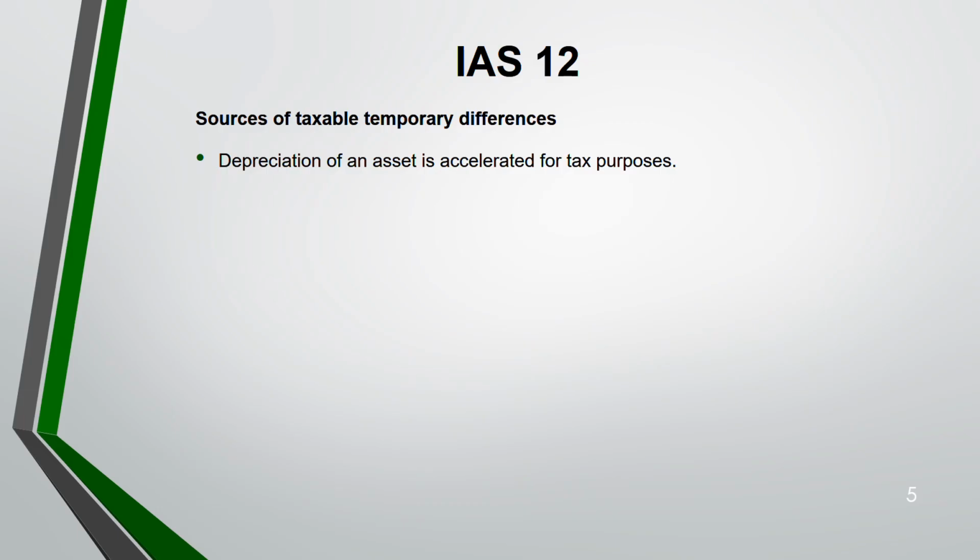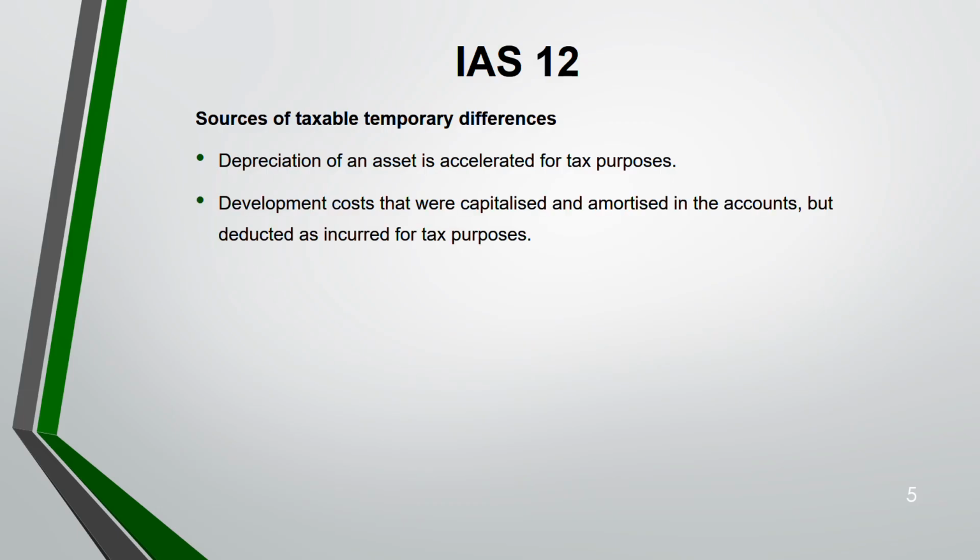So the lower your tax base, there will be a greater difference between the carrying amount and the tax base. So lower the tax base, carrying amount is more. That means temporary difference is taxable. Next, development costs that were capitalized and amortized in your accounting records, but they are deducted as incurred for tax purpose. What happens? Again, it's a taxable temporary difference. In all these cases, your carrying amount will be more than the tax base.